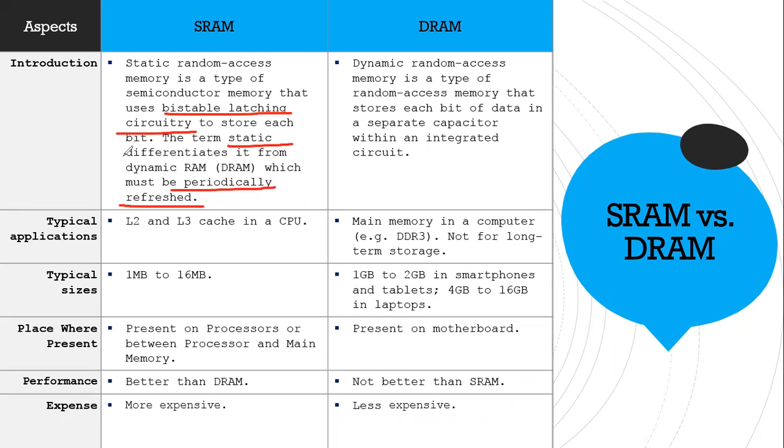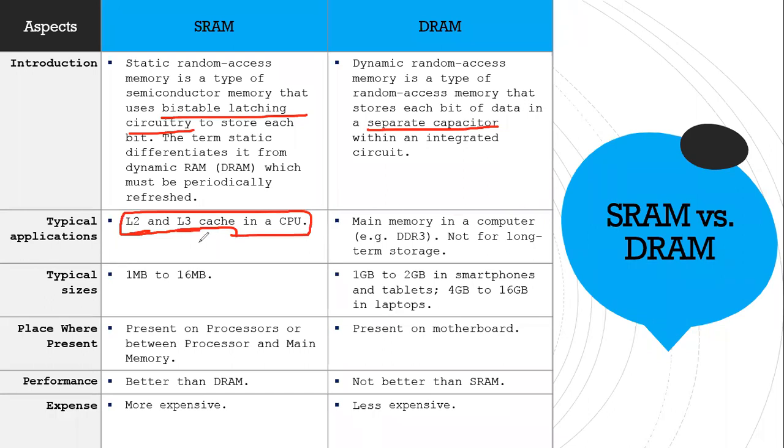Dynamic random access memory is a type of random access memory that stores each bit of data in a separate capacitor within an integrated circuit. So remember the two differences. One is bistable latching circuitry. Another one is a separate capacitor. Two storage devices. One uses bistable latching circuitry. Another one uses a separate capacitor. Okay.